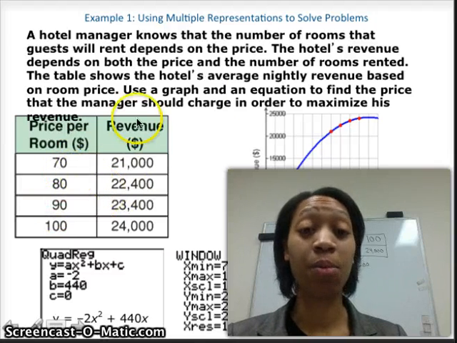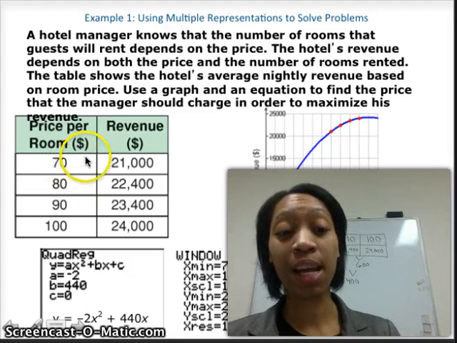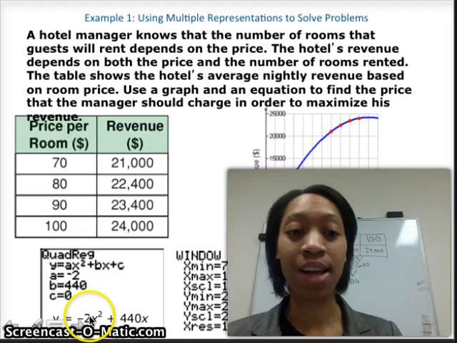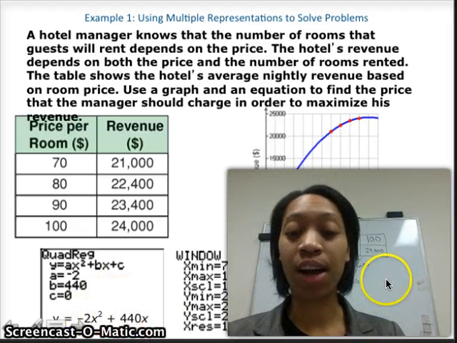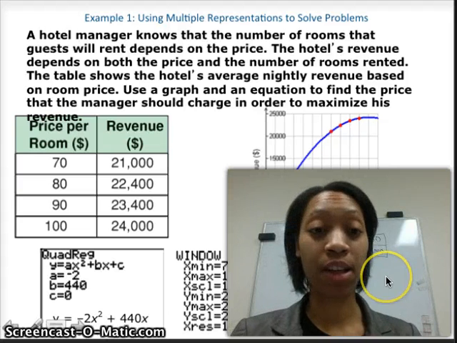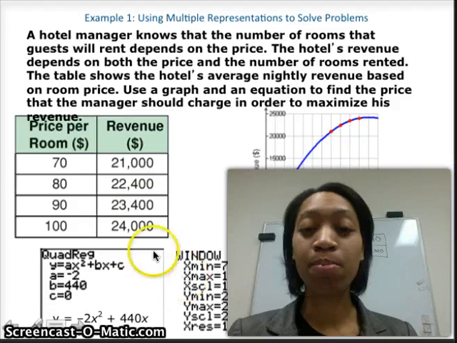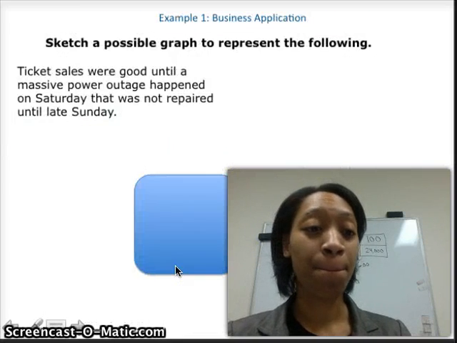So, we're given a table. We can use that table to make a graph. We can also take the information from the table and put it in our calculator and find the function, so find the equation. We can use that equation to find the maximum point, the maximum value, to answer the question. So we were able to use multiple representations of the same data. Let's look at another example.